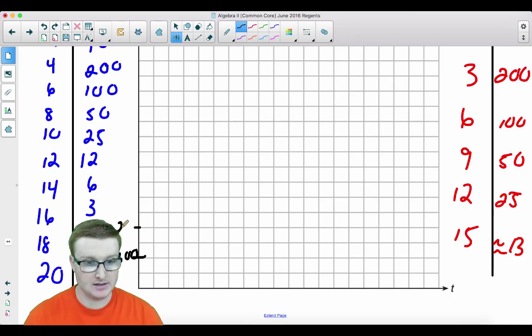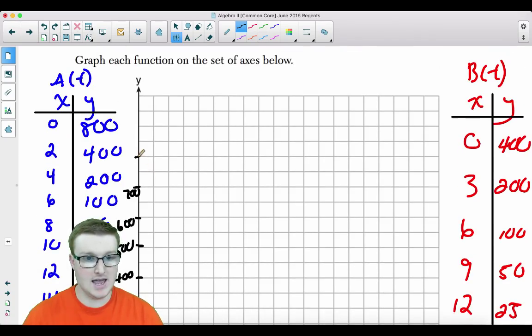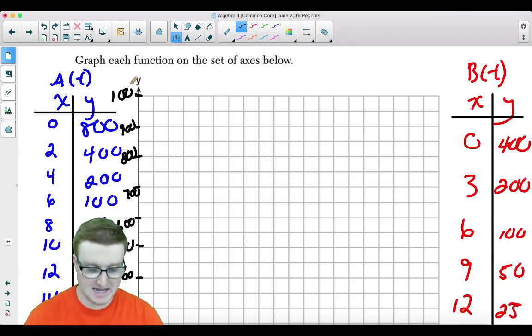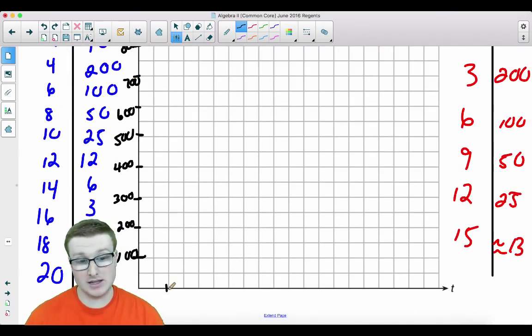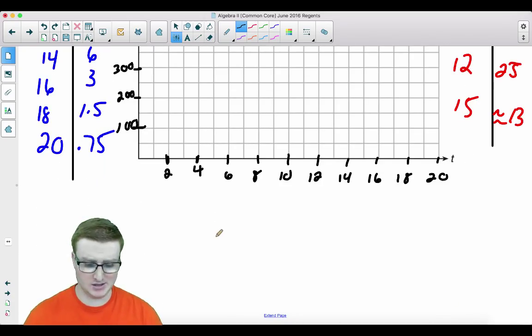So this is 100, this is 200, this is 300, this is 400, this is 500, this is 600, this is 700, this is 800, this is 900, and this is 1,000. I like to make everything even. Then down here I'm counting by ones, really counting by twos, but I'm skipping each one. So this is 2, 4, 6, 8, 10, 12, 14, 16, 18, 20. Now you see why they give you 3 hours for this test.